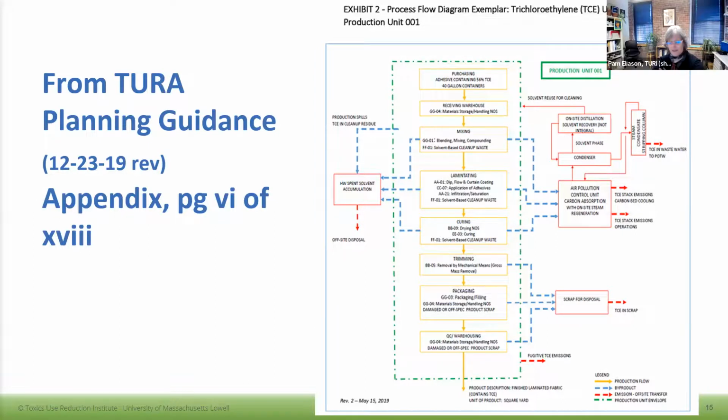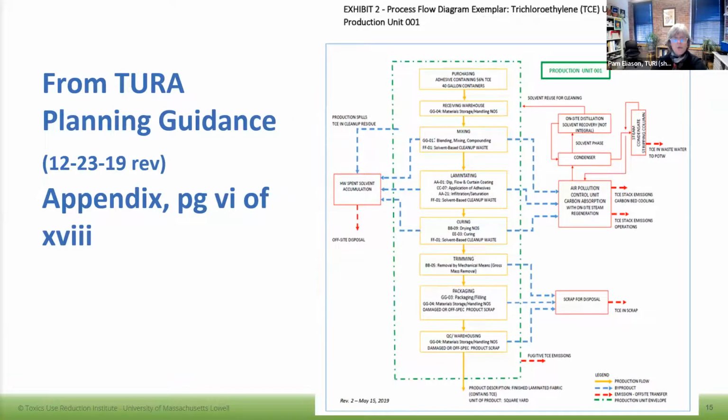Yeah, so there's so much information that you can glean in this process, and creating a process flow diagram is just such a powerful tool in your toxic waste reduction planning process. This is the exemplar that's provided in the planning guidance document, and it's using different colors to show different chemical flows through the process. It's showing the product flow in yellow. It's got that green dashed line that is the production unit envelope, right? It's showing where the air emissions or the waste emissions are going and what's being done with them.